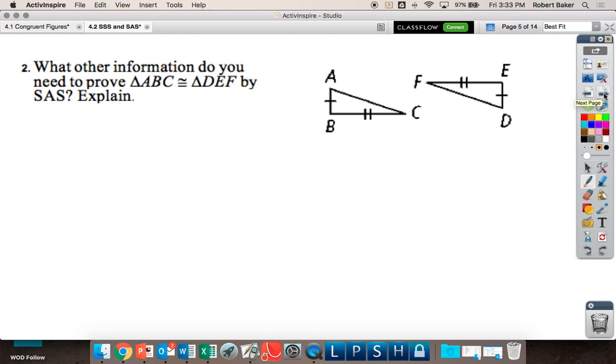What other information do you need to provide to prove that these two triangles are congruent by the side, angle, side shortcut? Which angle? Right angle. Then I would have S, A, S, and an S, A, S. Is that what I needed? Yes. So you have to prove or state that angle B and angle E are congruent. That would make the triangles congruent.